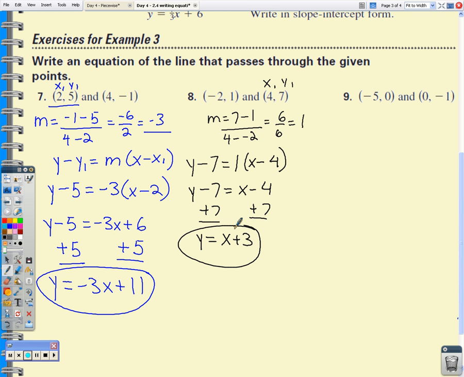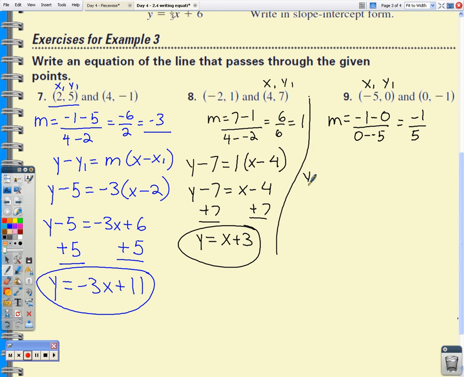Okay, the solution for number 9 is as follows. First, we need to find the slope. M equals negative 1 minus 0 over 0 minus negative 5. So we get negative 1/5. Both of these have negative numbers. It really doesn't matter which one you use. I'm just going to use the first one. So this is going to be x1, y1.